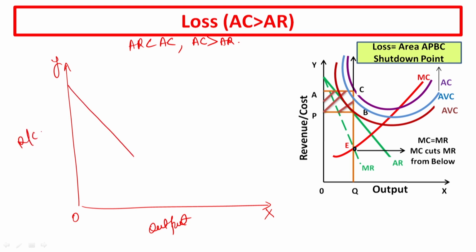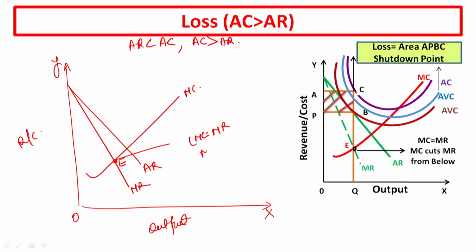Again, you have to draw the AR, then MR, then you have to draw the MC. It is cutting at this point. This is the equilibrium output. This is giving you MC is equal to MR, and MC cuts MR from below. So both the conditions are satisfied at the point E. So that means your point E is the equilibrium point which will give you equilibrium output and equilibrium price.